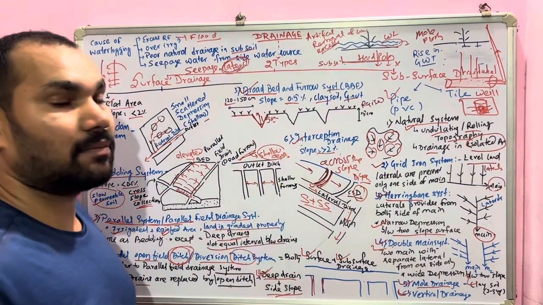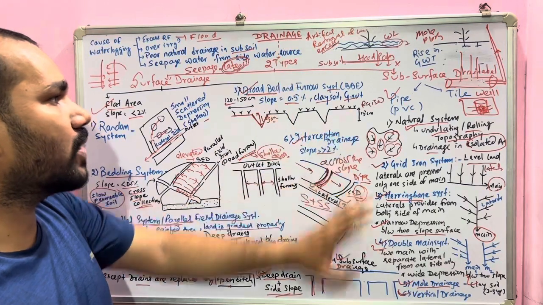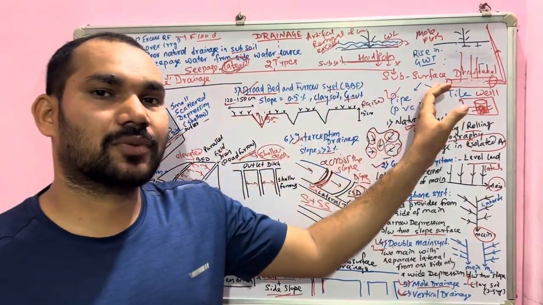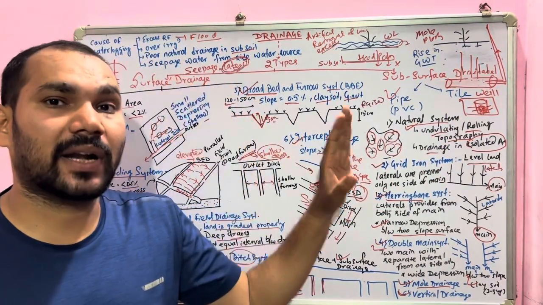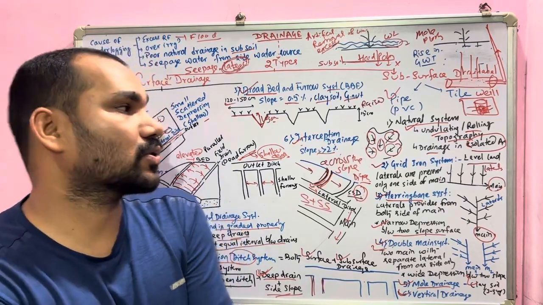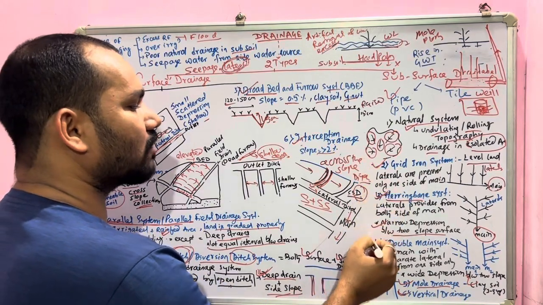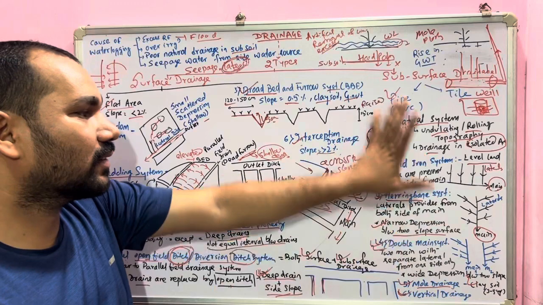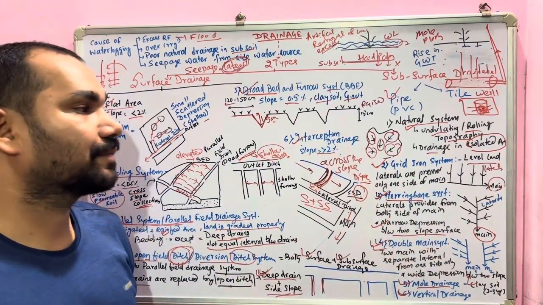So this is the basic chapter of drainage. Here we have covered both surface as well as subsurface drainage. It is also more important in terms of different entrance examinations. Basically, gridiron, herringbone and double main system are important, and in which cases we have to follow these approaches.